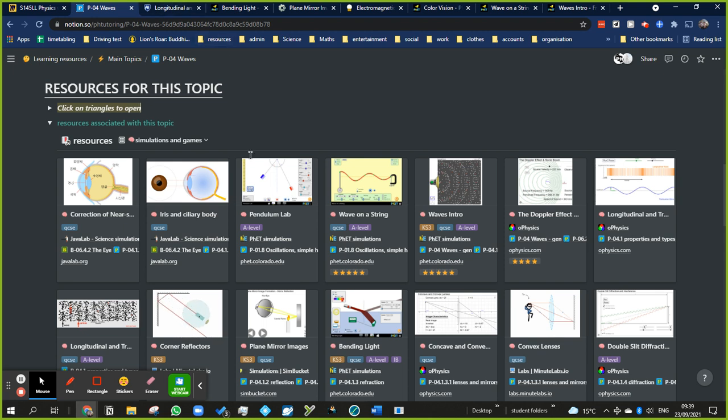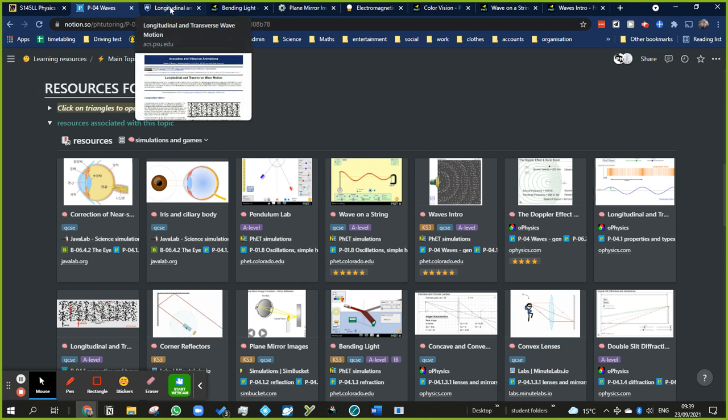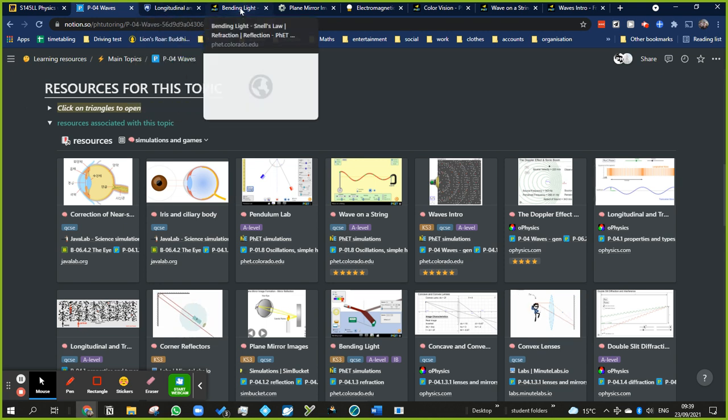So you can always access all of my resources anyway, but if you go to your page, you should find them in the area that's just called My Resources.